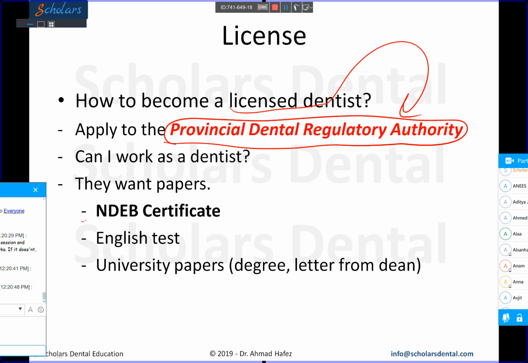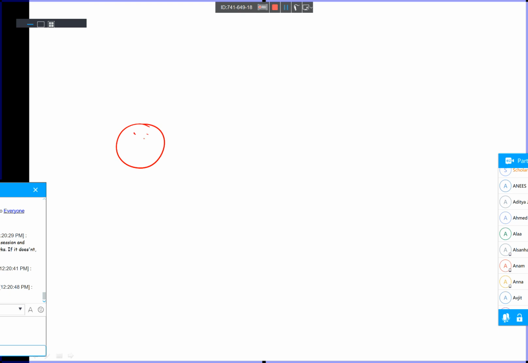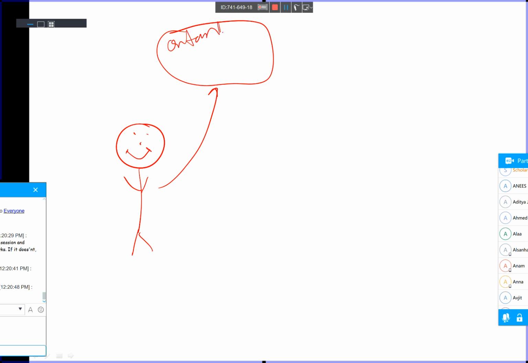The NDEB is responsible for examinations, not for licensing, okay? So this is you, and you're happy because you have a great opportunity to become a dentist. What you have to do is apply to this regulatory authority, and in Ontario, it's called the RCDSO, for example.